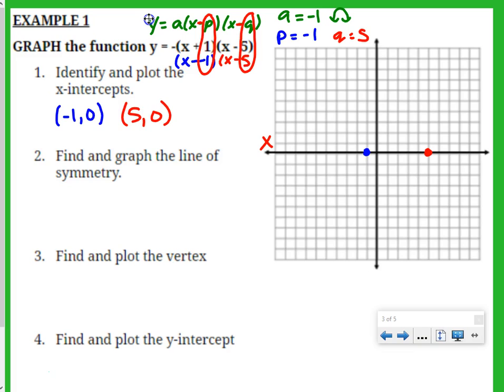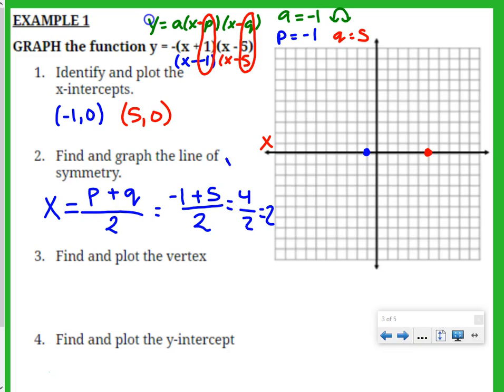We want to find and graph the line of symmetry. Our equation for this, when it's in intercept form, is x equals p plus q divided by 2. P is negative 1 plus q is 5, divided by 2. Negative 1 plus 5 is 4, divided by 2 is 2. So our line of symmetry is x equals 2. X equals 2 is right here. We draw the vertical line through that point. Now we have our line of symmetry.